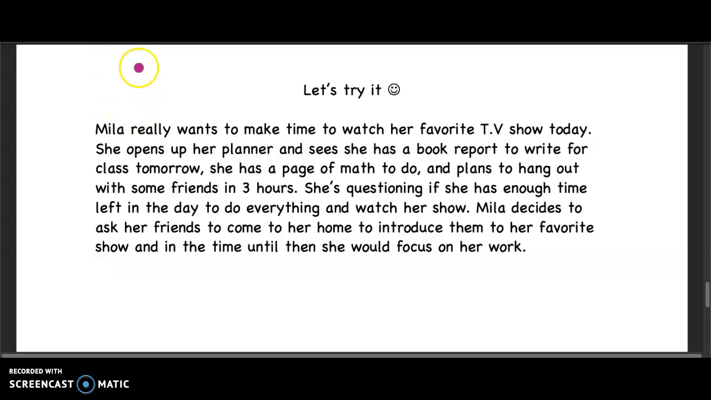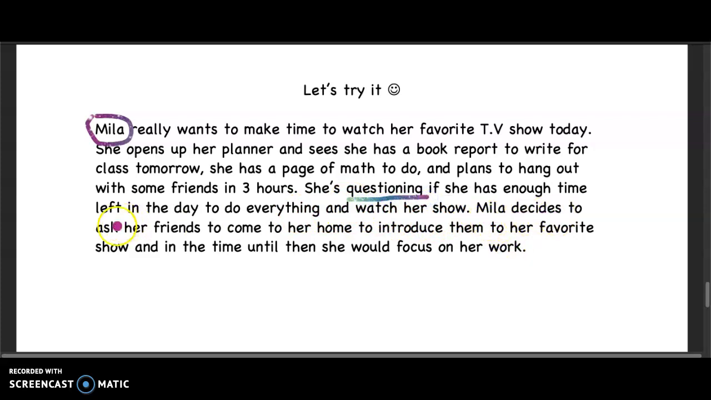Mila really wants to make time to watch her favorite TV show today. So I see Mila is our character, right? I'm gonna circle it. She opens up her planner and sees she has a book report to write for class tomorrow. She has a page of math to do and plans to hang out with some friends in 3 hours. She's questioning if she has enough time left in the day to do everything and watch her show. Now, questioning, that word sticks out to me. I'm gonna underline it as well.